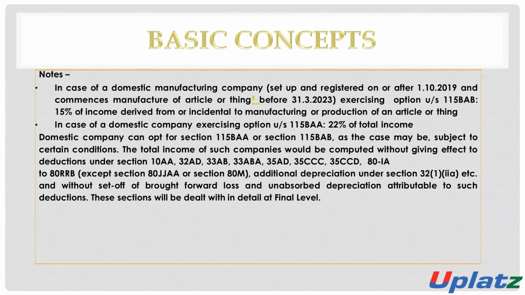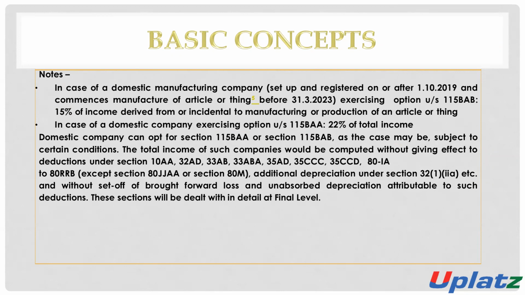The company which is registered or set up on or after 1st October 2019 and commences manufacturing of the article or things before 31st March 2023, exercising the option under section 115BAB, means 15% of the income derived from or incidental to the manufacturing or production of an article or thing.